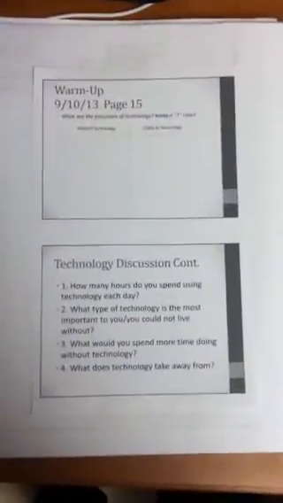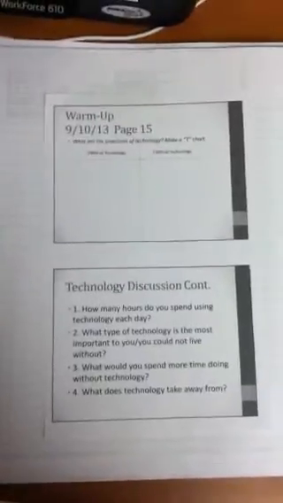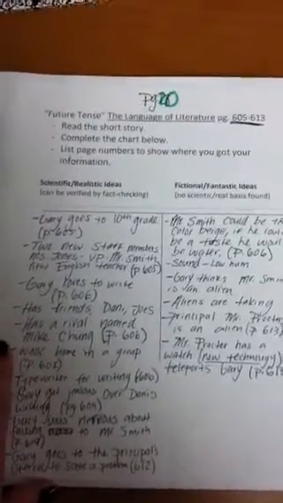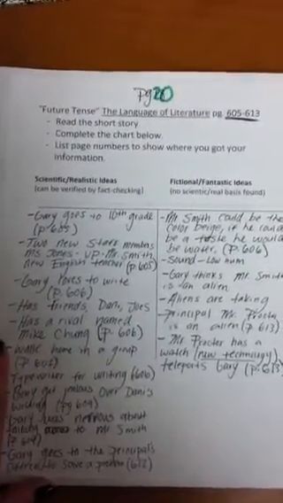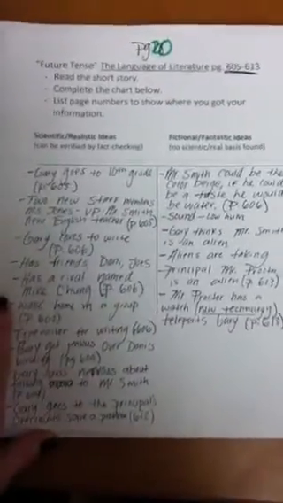If I flip then to page 19, there should be a T-chart and technology discussion questions on the pros and cons of using technology in our life and society. Page 20, there should be the T-chart from the story Future Tense, where we read the short science fiction story about Gary and Dr. Proctor and the alien abduction. So this should be complete with all the information on the T-chart.